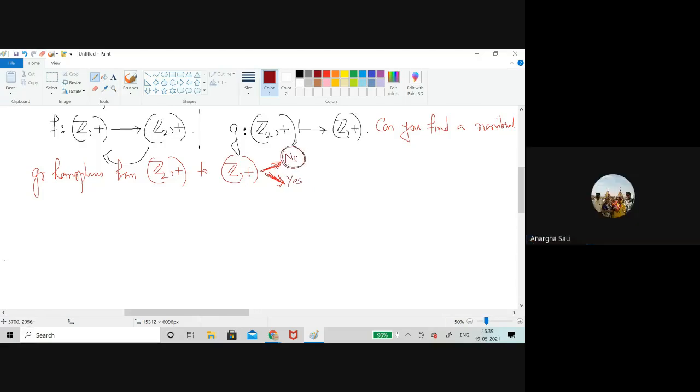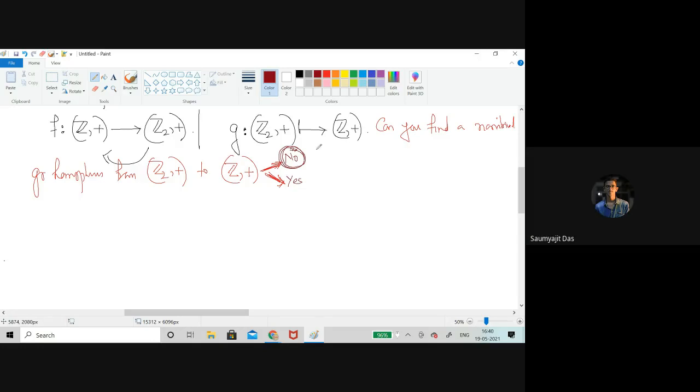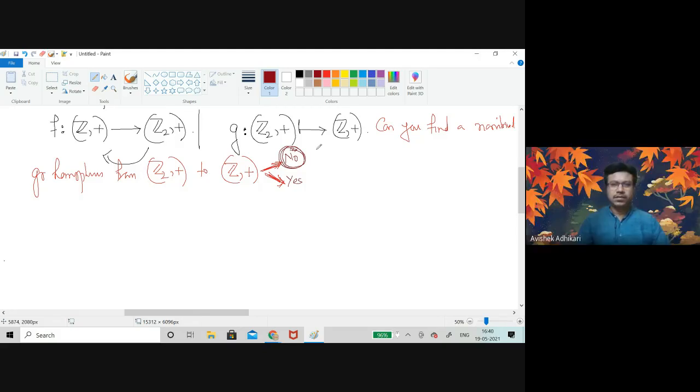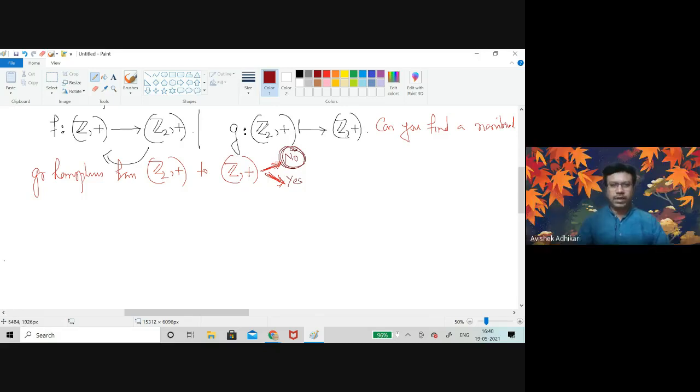Sir, the question is no, suddenly, why? Okay, why? Very simple, sir, because the domain has only two elements, yes, but the codomain has infinitely many elements. Okay, so the domain consists of two elements, and the codomain consists of infinitely many elements. So do you think that would be a problem?